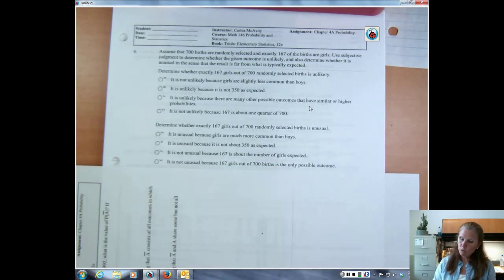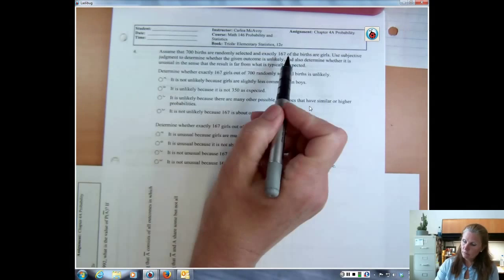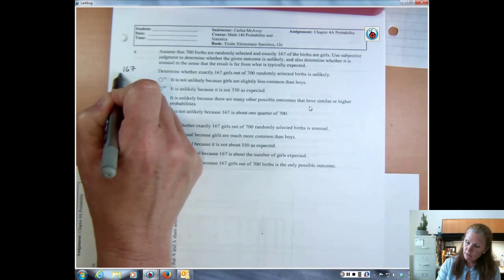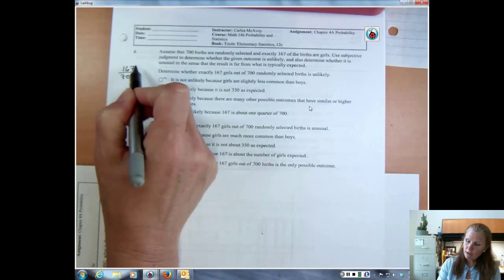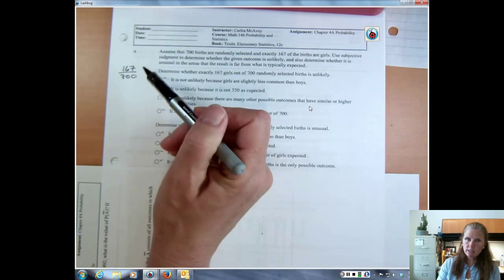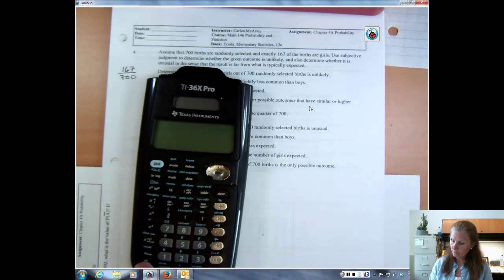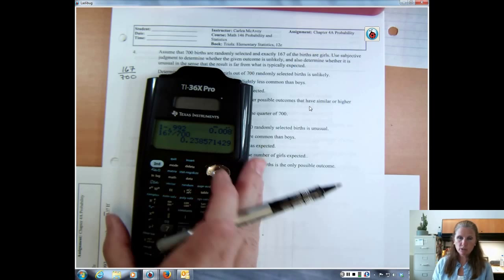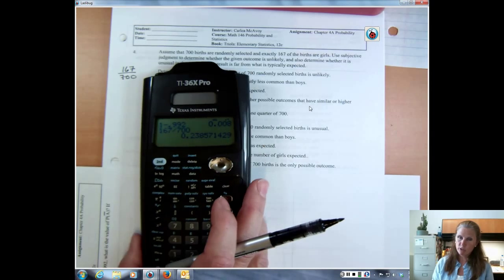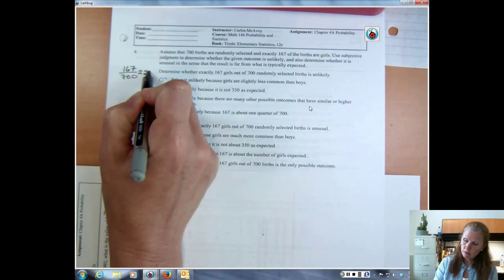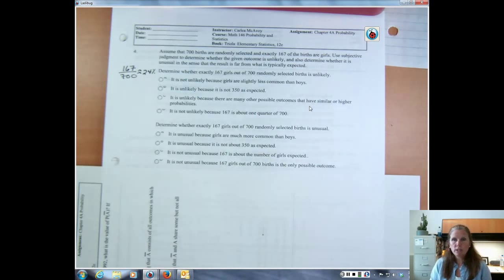And so when we want to figure out what the probability of our little example here was, we take the possible births, 700, and we put that under the total actual births of girls. So we had 167 out of 700 births that were girls. So if I do 167 divided by 700, I get 0.238. I'm going to call that about 0.24, just rounding it, because the question is asking me to make a subjective judgment. So I'm saying, okay, it looks about like 24%.